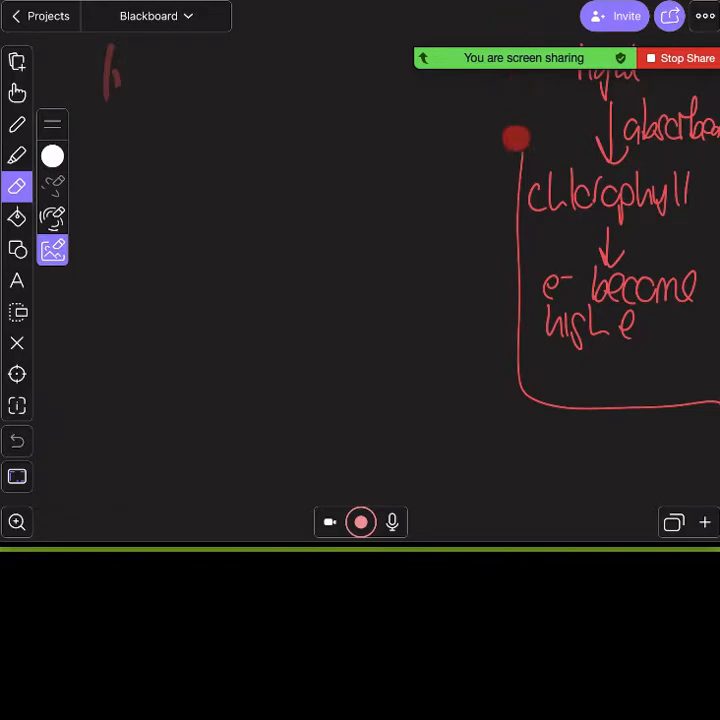I want to get rid of this. So light is absorbed by chlorophyll. Electrons become high energy electrons.